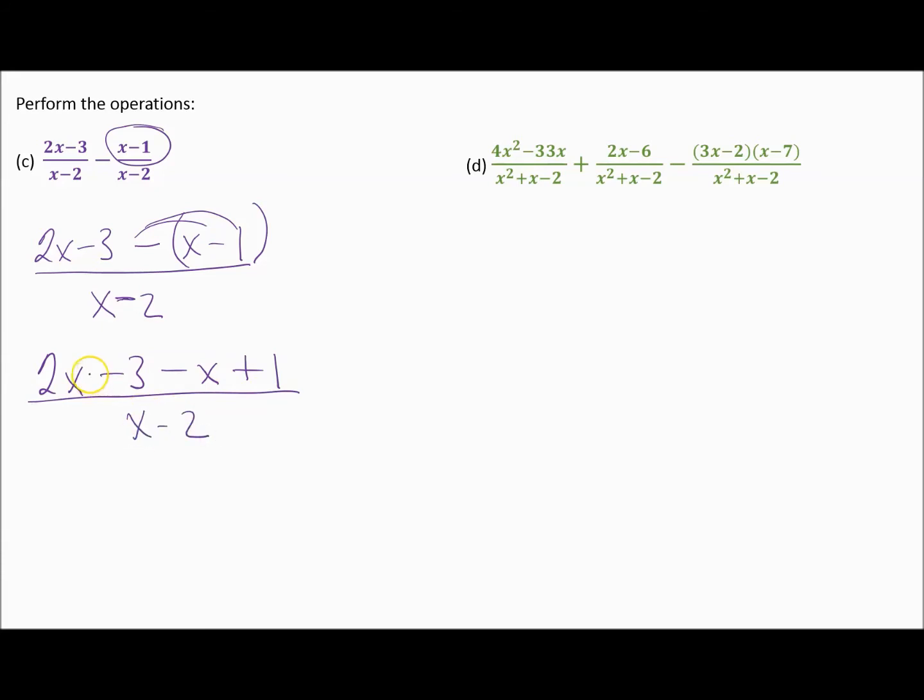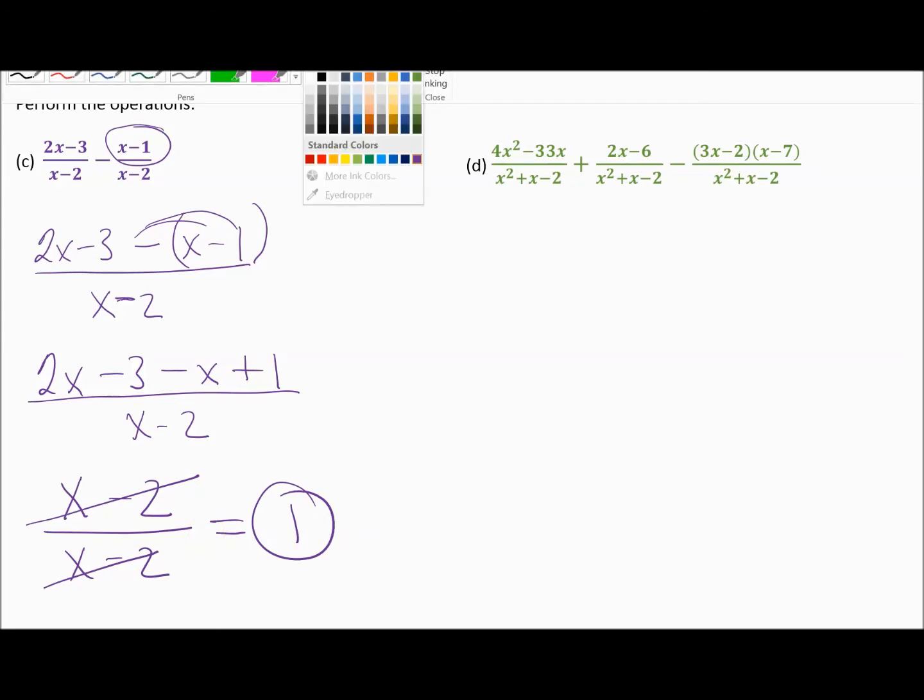Now I have like terms. I have a 2x and a minus x I can combine together to get x, and a negative 3 and a plus 1 that I can combine together to get a minus 2. That's divided by x minus 2. And look, I have a common factor on top and bottom. I can cancel this x minus 2 with this x minus 2. Overall, this answer is 1. Do remember, when you cancel your common factors, that's really a division step. When you divide the top by the same factor in the bottom, that's going to give you a 1, just like 2 divided by 2 is 1. I'm checking that again just to make sure I didn't make an error. Yes, that's correct.